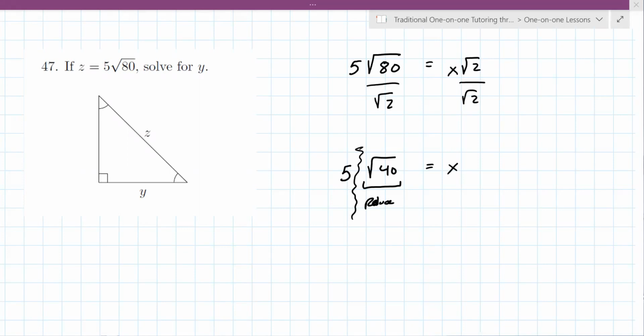Is it 2 root 10? Yes, the square root of 40 is 2 root 10, but there's this 5 that comes along with it. So what does that do? You have to keep multiplying. So whatever the square root of 40 is, you multiply times 5, but the 5 only affects the number on the outside. So it's 10 root 10.